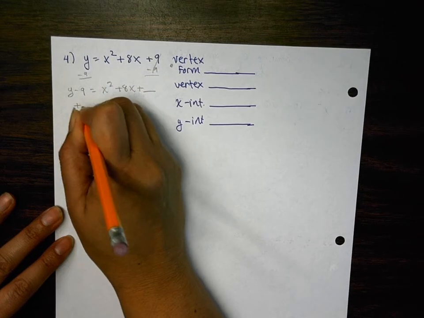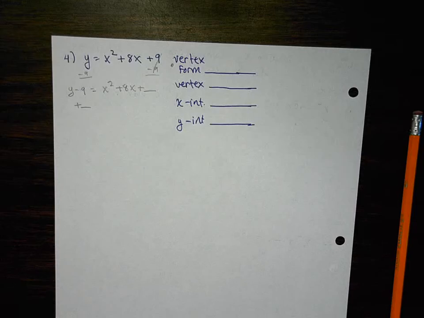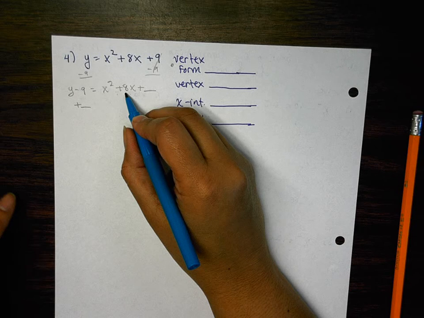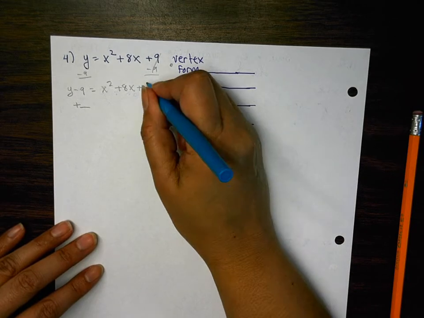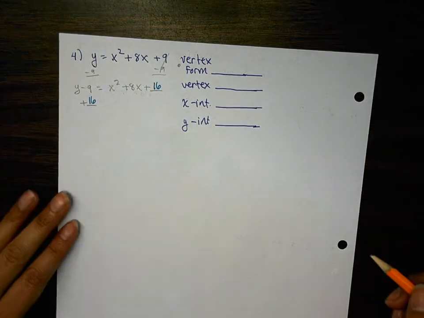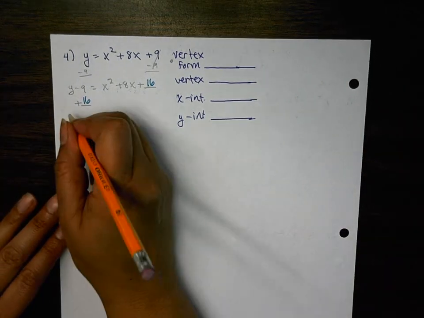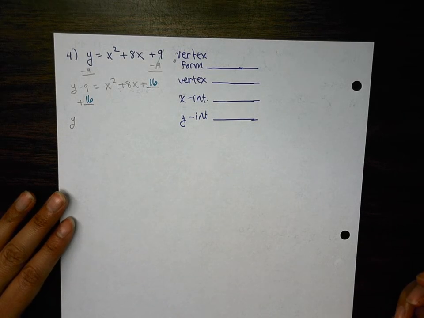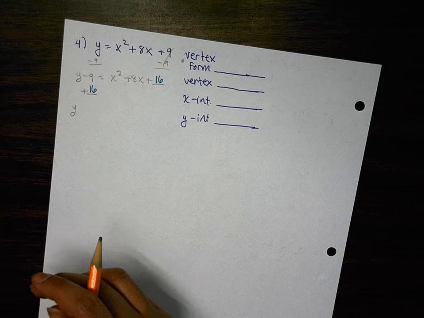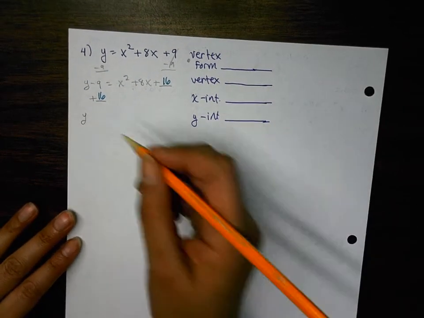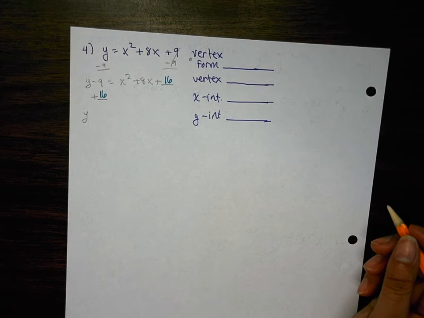X squared plus 8x plus blank, plus blank. What I add to one side, I must add to the other. Again, this is review from Friday's lesson. Cut the middle number in half. What's 8 cut in half? What's 4 times 4? To both sides. Can anybody calculate that? What's -9 plus 16? 7.